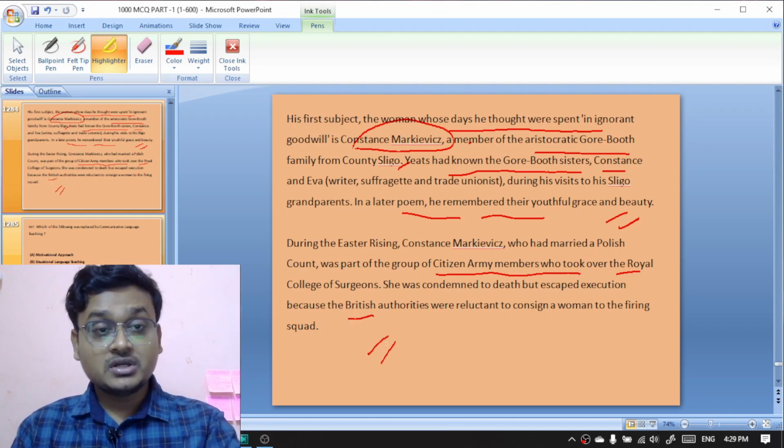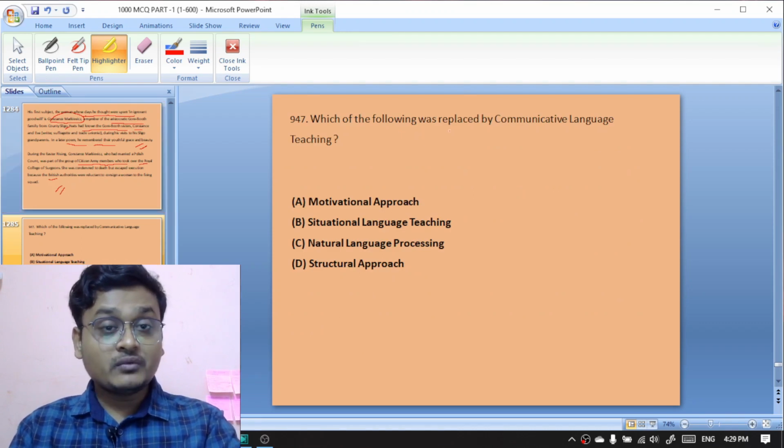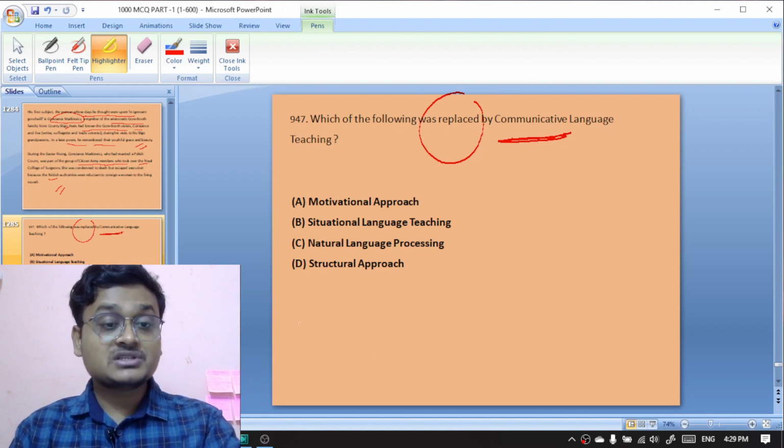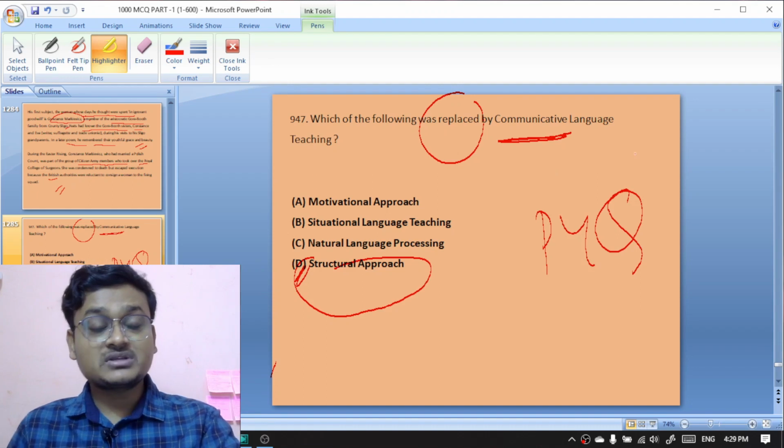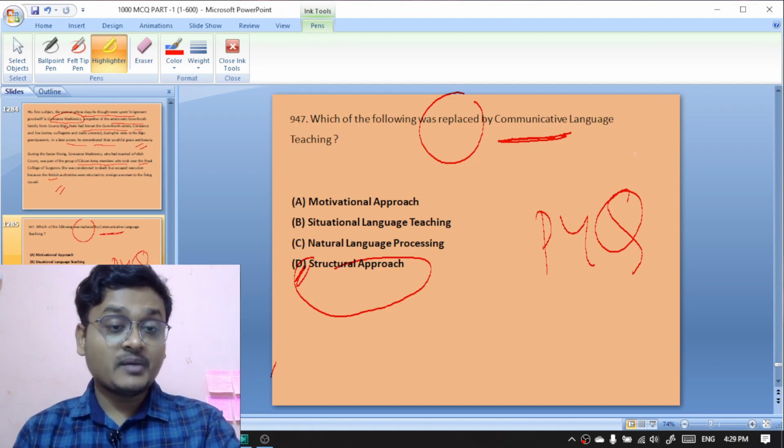Next question. Which of the following was replaced by communicative language teaching? Communicative language teaching replaced the structural approach. So D is the right option. It's a PYQ question. This approach was replaced by the structural approach.